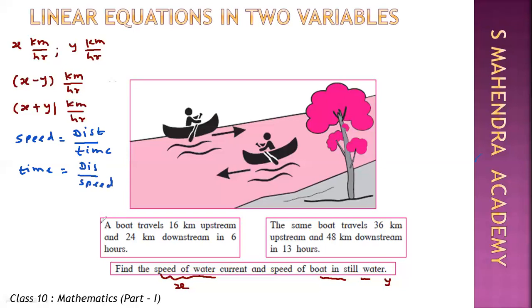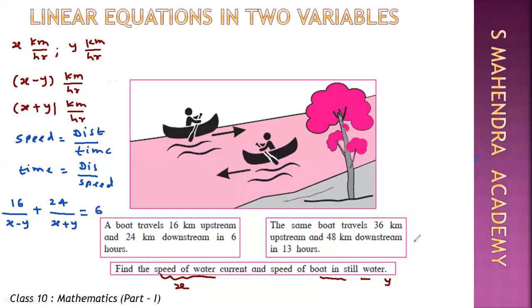So for condition 1, the distance traveled upstream is 16 km and distance traveled downstream is 24 kilometers. The speed for upstream is y minus x kilometer per hour, and for downstream it is y plus x kilometer per hour, and the total time required is 6 hours.